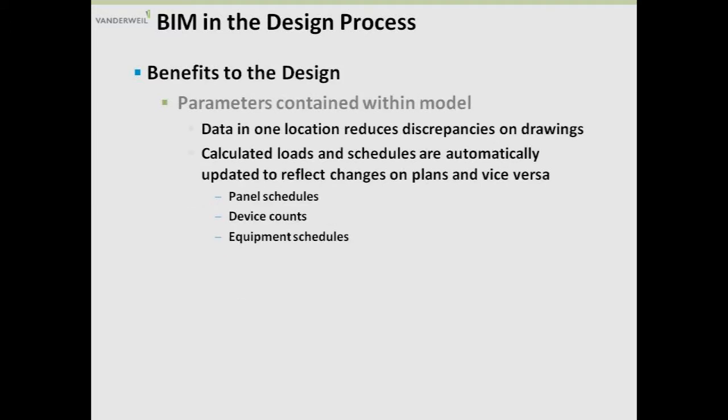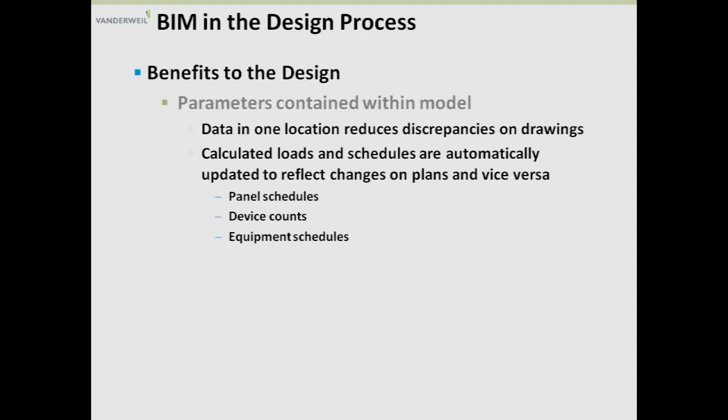So you can already see where this is leading to benefits in the design. This data in one location reduces the discrepancies that you have in drawings. So if I have a mechanical piece of equipment and I want to change the electrical load of it, I can change it on the floor plan. I no longer have to go look on the mechanical schedule and make sure that the same change was made there. I don't want to have to look in the electrical panel schedule and make sure that my loads were updated there. If I delete the piece of mechanical equipment, the quantities are going to be updated.